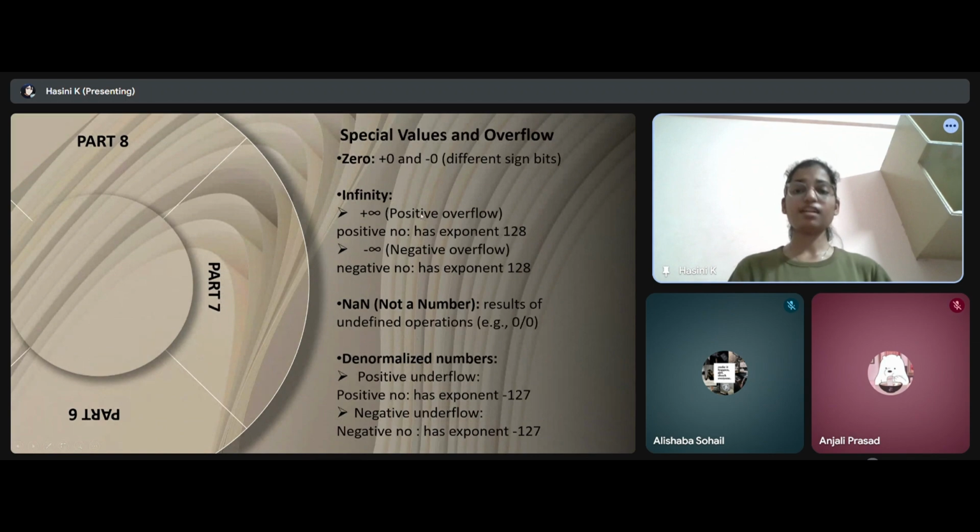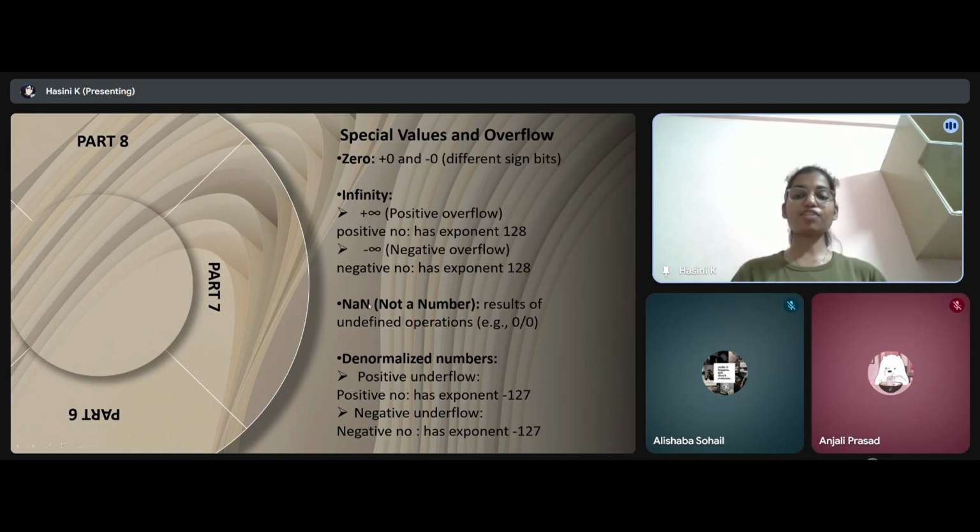Last but not the least, let's get to know about some special values and overflow cases in IEEE 754 format. There are two avatars of 0. They differ in the sign bits. For representing infinity, we have positive overflow case, wherein if a positive number has exponent as 128, then it's going to be positive overflow. And if a negative number has an exponent of 128, it's going to be negative overflow. This is the smallest possible negative number.